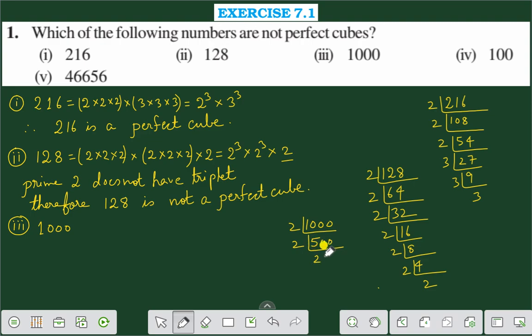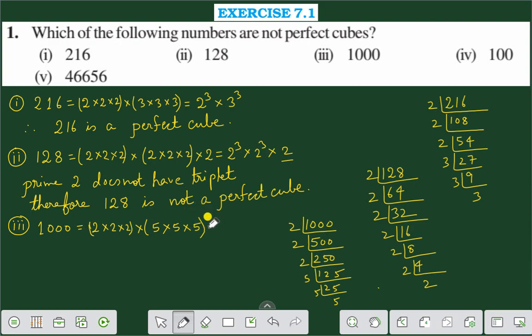Again dividing by 2, we get 125. Again dividing by 5, we get 25, and again 5 fives are 25, giving 5. Therefore we are getting 2 into 2 into 2, into 5 into 5 into 5.